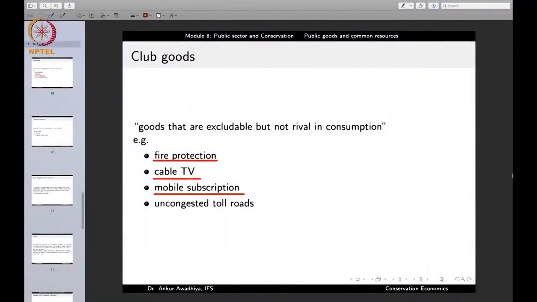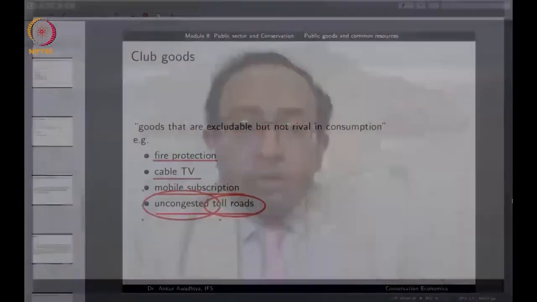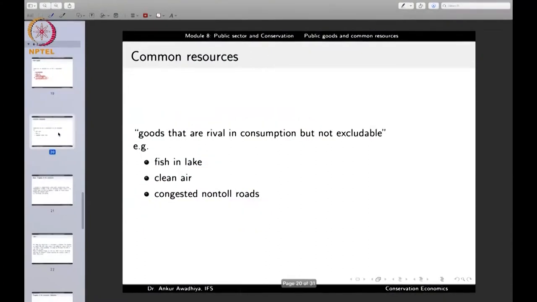Things such as uncongested toll roads. Now here it is a toll road, which means that it is excludable. So people can say that those people who are not paying the tolls will not be permitted. So it is excludable. But at the same time, it is not a rival in consumption because it is uncongested. So there are so less number of vehicles in this road at present that if a few more vehicles get inside, that is not going to make any difference in the quality of usage by the people who are already inside. So these sorts of goods are known as club goods.